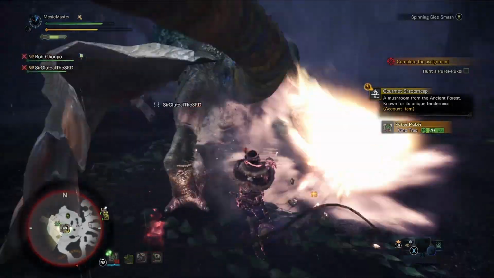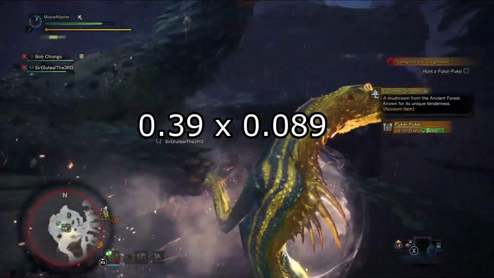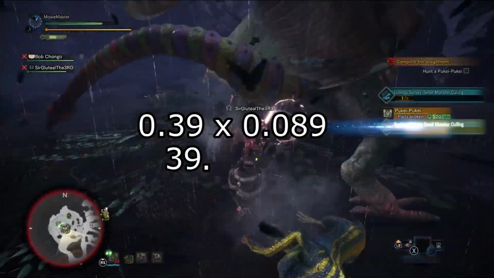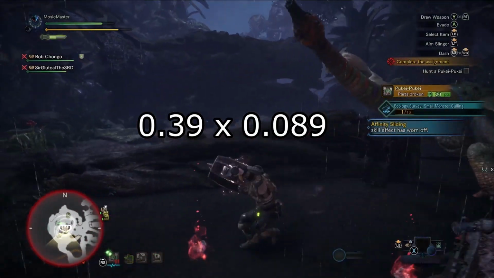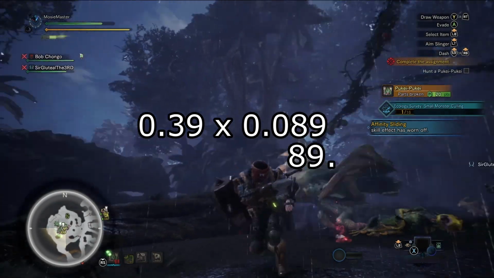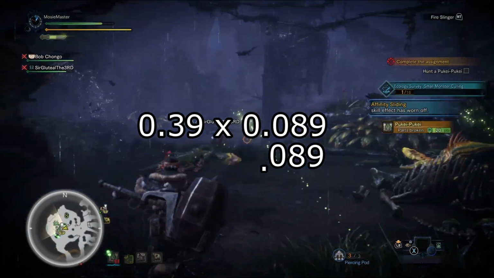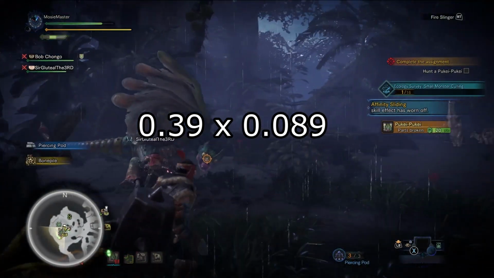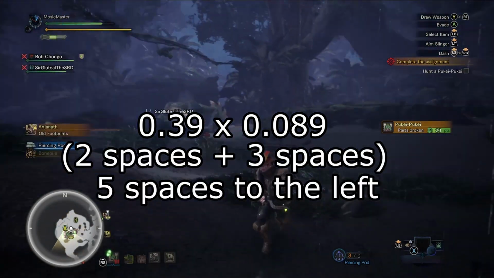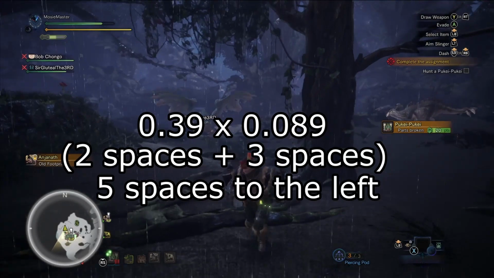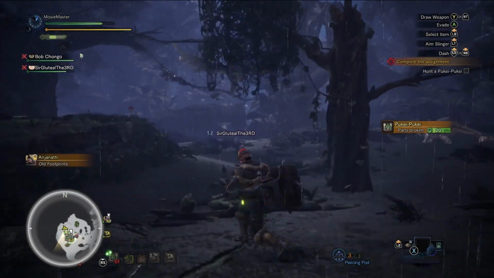Another way to look at it is if we look back at the original equation, we can see that 0.39 is basically 39, but the dot moves 2 spaces to the left. And with 0.089, it is 89, but the dot moves 3 spaces to the left. Now we add the amount of places we move the dot, 2 plus 3, and we get 5 places moved to the left for 0.01521. And there we go. That's how we multiply decimals.